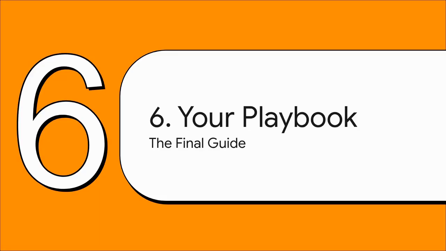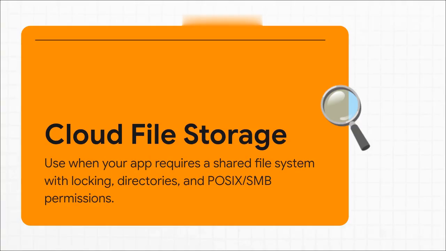Okay, so let's wrap all this up into a simple playbook that you can take with you and use on your own projects. Think of it as your guide to getting this right every single time. First things first, let's just be crystal clear on when you should even be thinking about this. You need a cloud file system like EFS or FSx when your application was fundamentally designed to work with a shared drive. If it needs things like file locking, folders within folders, and traditional permissions, don't even try to shoehorn it onto an object store.